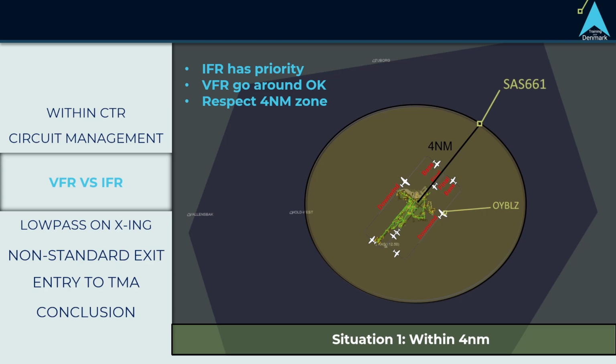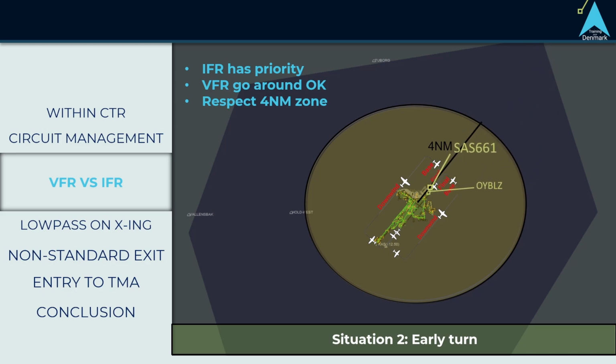Easiest one first. IFR comes in, VFR comes behind, and he will remain within 4 miles. Then it's just a standard: "Oscar Papa Yankee, number 2 behind Airbus A320 on 4 mile final." "Number 2 behind A320 4 mile final, Oscar Papa Yankee." "Scandinavian 661, traffic is a light VFR on left downwind turning behind you." Nice, it works wonderfully.